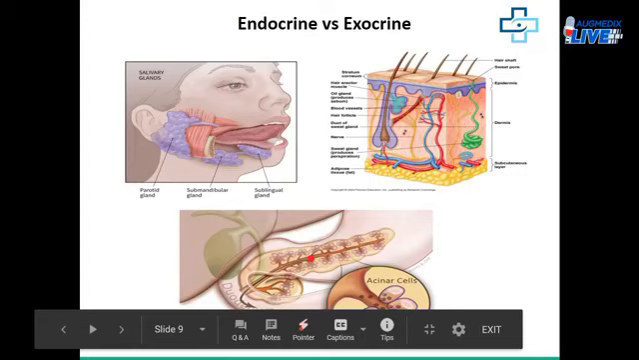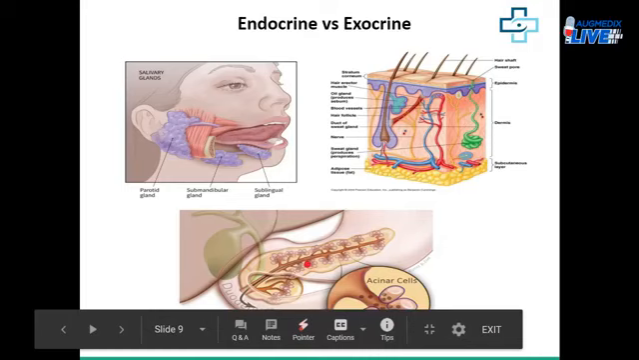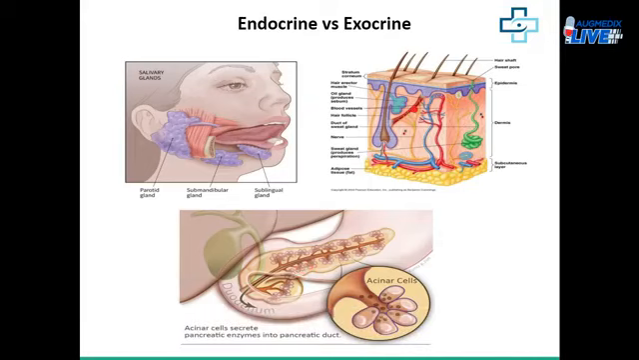In case of the pancreas, there is an exception. The pancreas is a mixed gland because it has both exocrine and endocrine function. Why? Because the exocrine part is the enzymes and the endocrine part is the hormones, which are insulin and glucagon. Now the third one.